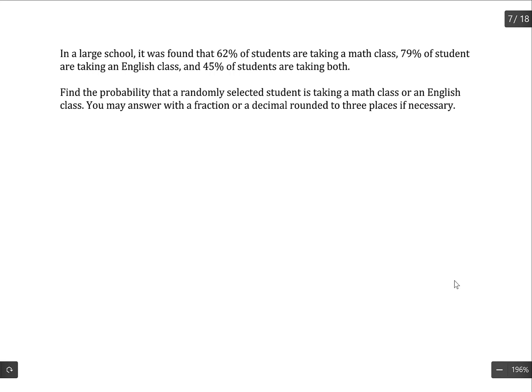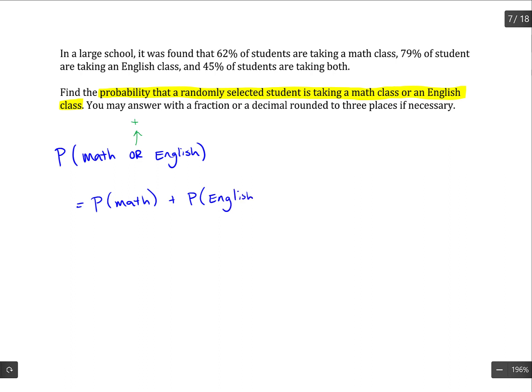The probability that we are asked to find. We want the probability that a randomly selected student is taking a math class or an English class. So the probability of a math class or an English class, by putting the word "or" in between, that tells us that we're trying to add events together. So in this case, we would find the probability that a student is taking a math class plus the probability that a student is taking an English class.